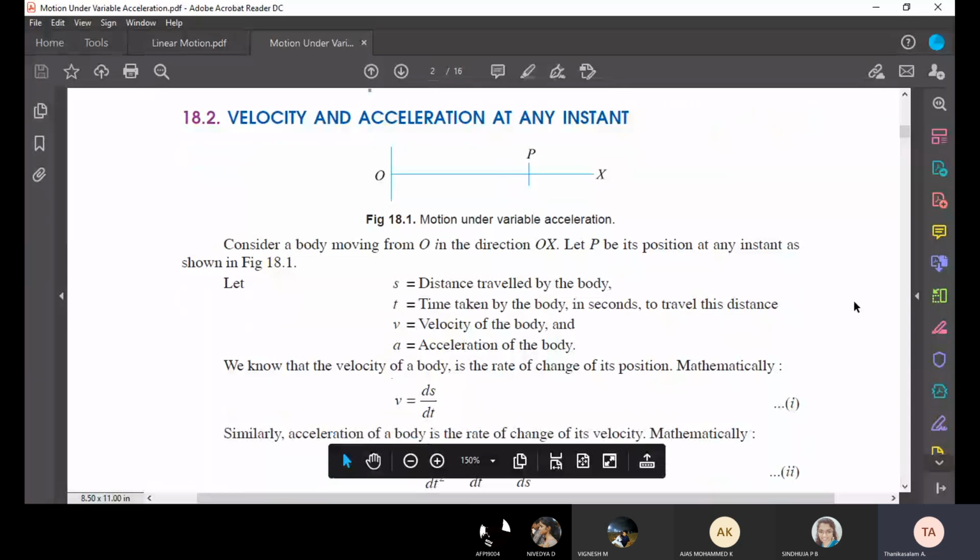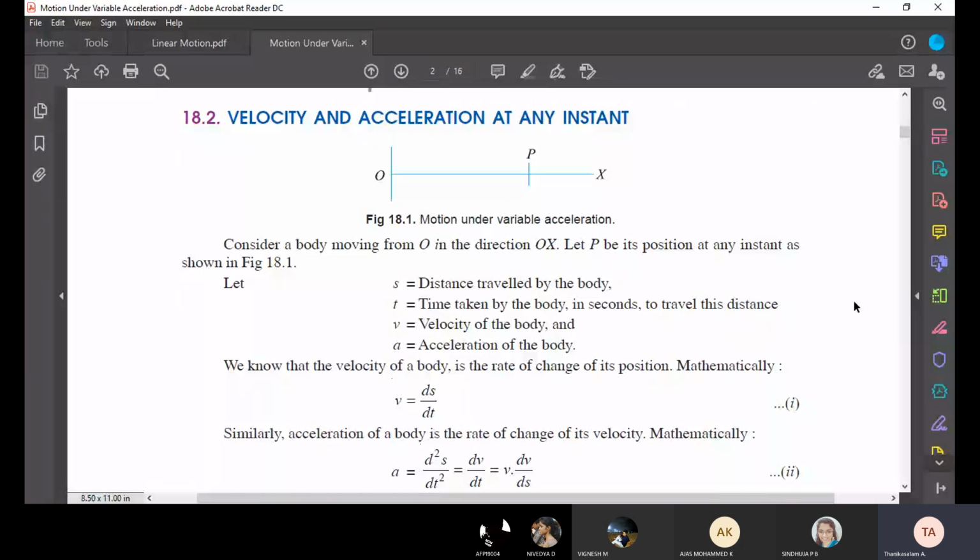Okay, good afternoon, students. Today we are going to discuss some basic problems. You have already studied these problems in your schools, 12th standard, 11th standard. You see here the OX. OX is the horizontal line, the horizontal path. The body is moving from O to X direction.